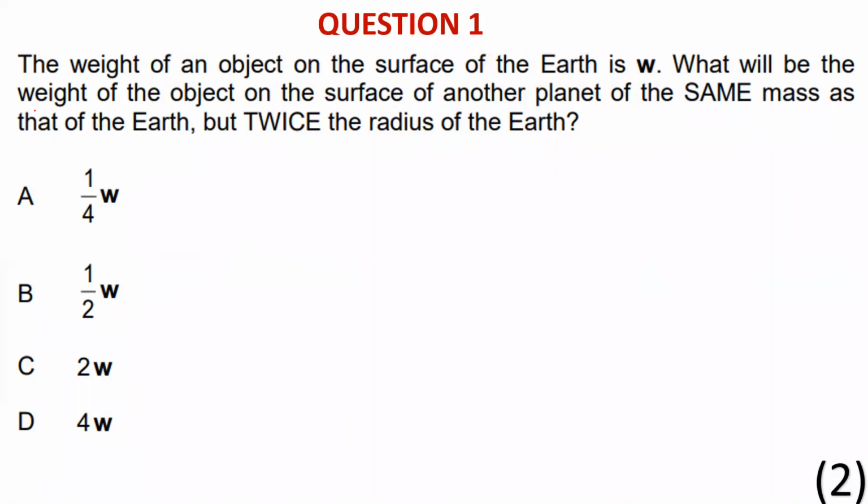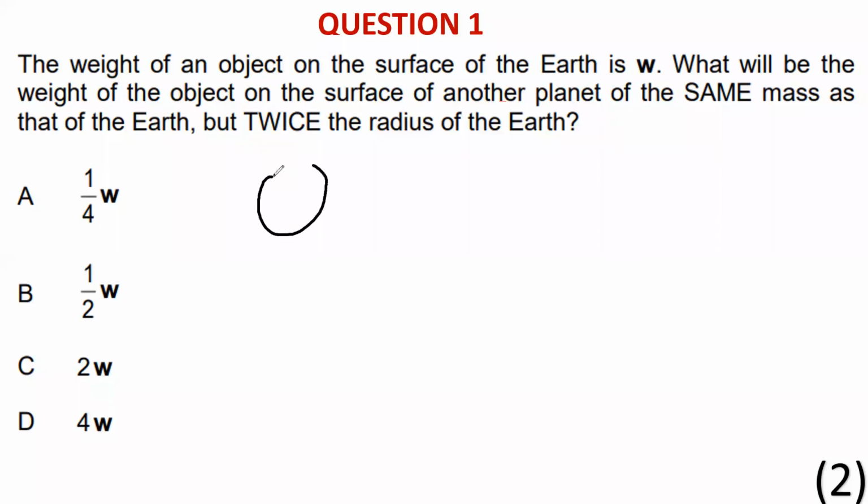Question 1. The weight of an object on the surface of the Earth is W. What will be the weight of the object on the surface of another planet, with the same mass as that of the Earth, but twice the radius of the Earth? So this is our question. So let's see what they are asking. First of all, let's write it down. Let's draw what they are asking.